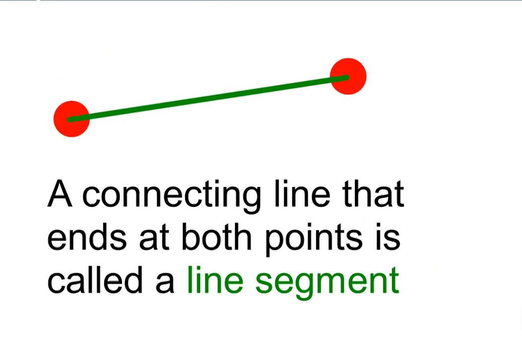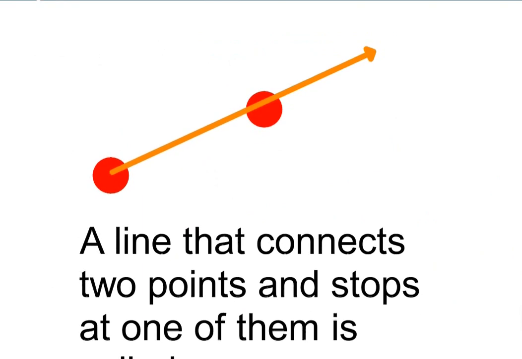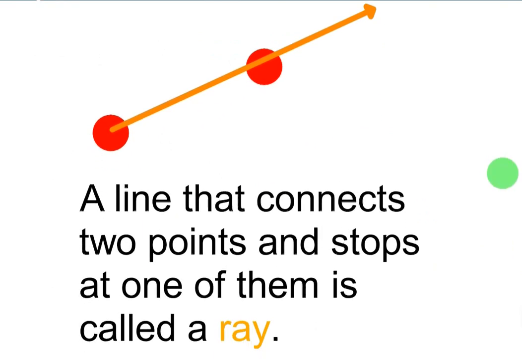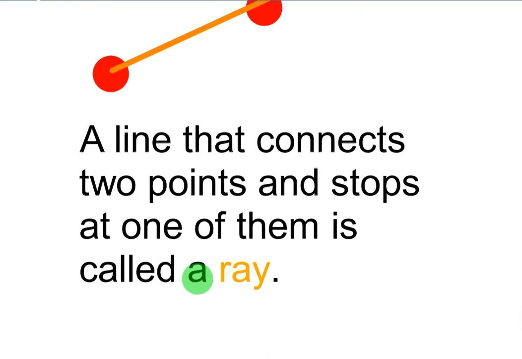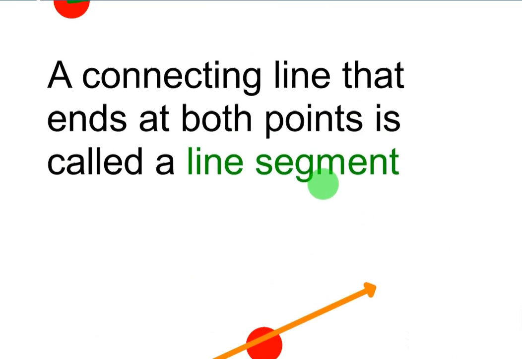A connecting line that ends at both points is called a line segment. Okay, so we have 2 points here. If we imagine just what's in between them and at the points, that would be considered a line segment. Then we have what's called a ray. A ray starts at a single point and goes on forever, so it's somewhere between a line segment and a line. It's a line that connects 2 points and stops at one of them. Pretty simple, right? So that's the 3 types of lines that we study: a line, which goes on forever, a segment, and a ray.